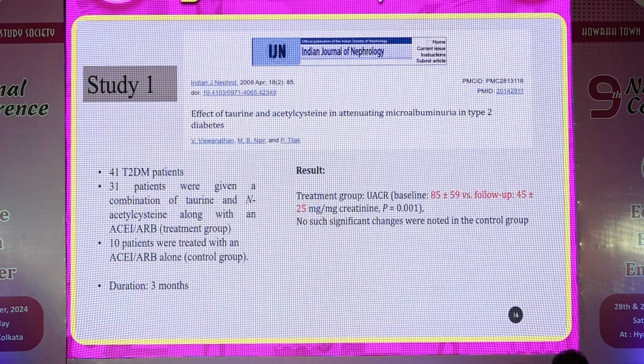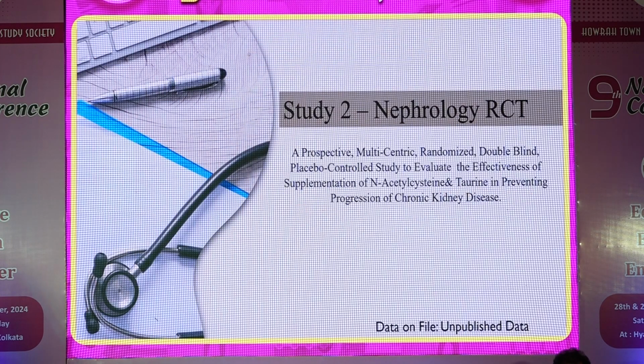Starting with study 1, this was by my own boss, Dr. Vijay Vishwanathan in Chennai. I worked with him. This was the study I had just joined, and it got completed that year. There were 41 diabetic patients: 31 were given a combination of taurine and N-Acetyl Cysteine with ACE-ARB treatment, and 10 patients were on ACE-ARB alone. Duration was 3 months. A short study, but it showed a good urine ACR reduction from 85 to 45 milligram per gram creatinine. That was significant.